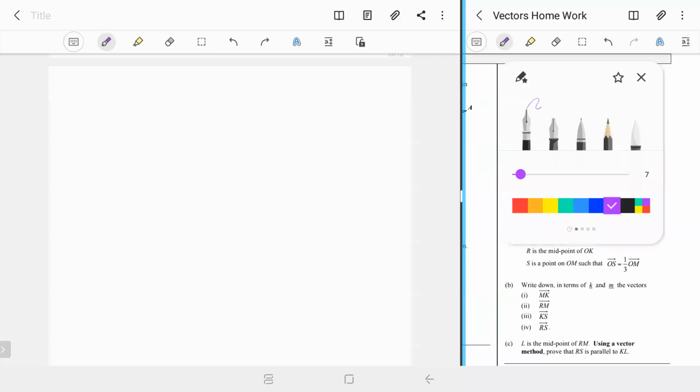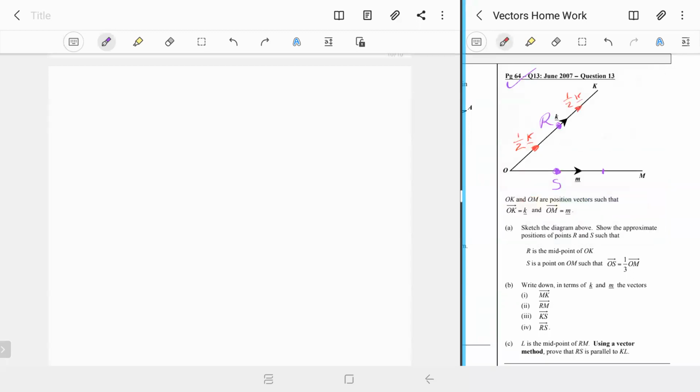Good. I'm going to put on the vectors now. If S is right there and the whole thing is M, what is the vector from O to S on the diagram? It's 1/3 M. And the remaining vector to finish this line out, from S to M, is what? 2/3 M. Beautiful. So that's 1/3 small m and 2/3 small m.